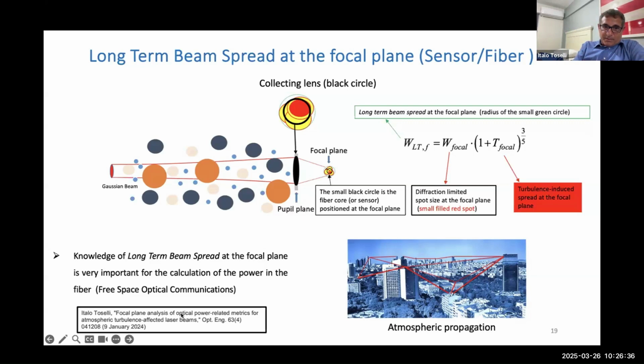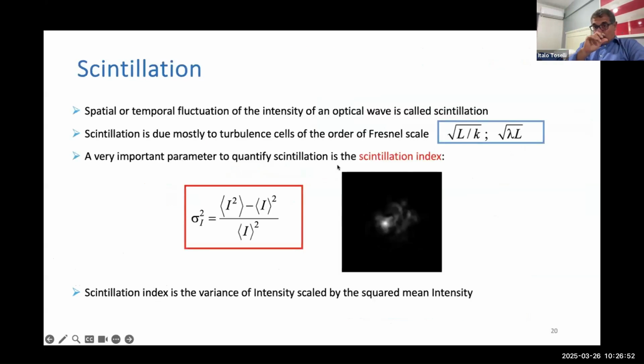There are details in this paper that I published in Optical Engineering last year, okay? And you can end up with a similar formula here, where now you have the spot size at the focal plane, and the T focal, which is a term related to the spread of turbulence, but on the focal plane. Okay, I think I'm pretty much there as far as time. Let's now move on.